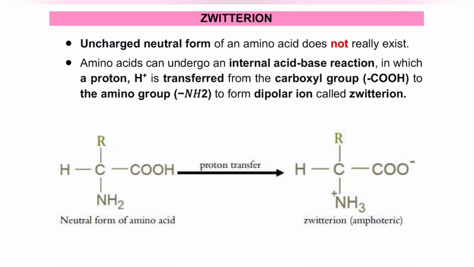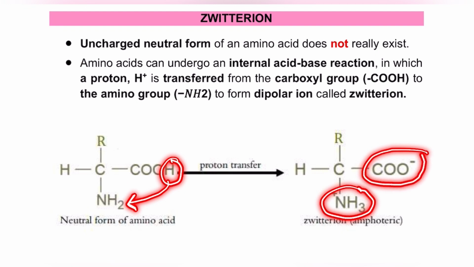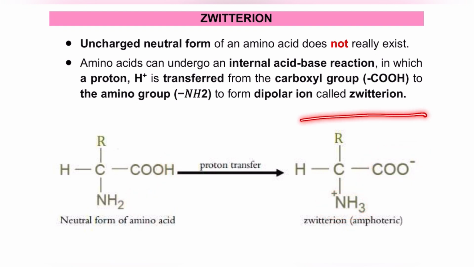Next, the most important term that you have to know in this chapter is Zwitterion. Zwitterion is one of the forms for amino acid. So it is one form that amino acid can exist in. Usually the uncharged neutral form of amino acid does not exist. So to make sure the amino acid structure exists, the amino acid will undergo an internal acid base reaction, where a proton will transfer from the carboxyl group and go to the amino group. The proton is H+, so the amino group will accept H+ and become NH3+. What is left is COO- at the carboxyl group. So this form comes from the proton transfer process, and we call this form a Zwitterion.